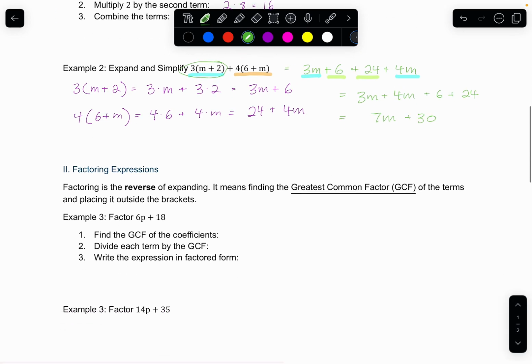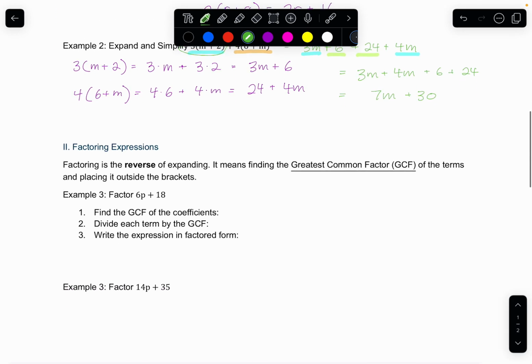So part 2 is factoring expressions. Factoring is the reverse of expanding. It means finding the greatest common factor of the terms and placing it outside the brackets. And our first example is to factor 6p plus 18. And there's 2 terms here. So we have our 6p term and we have our 18 term.